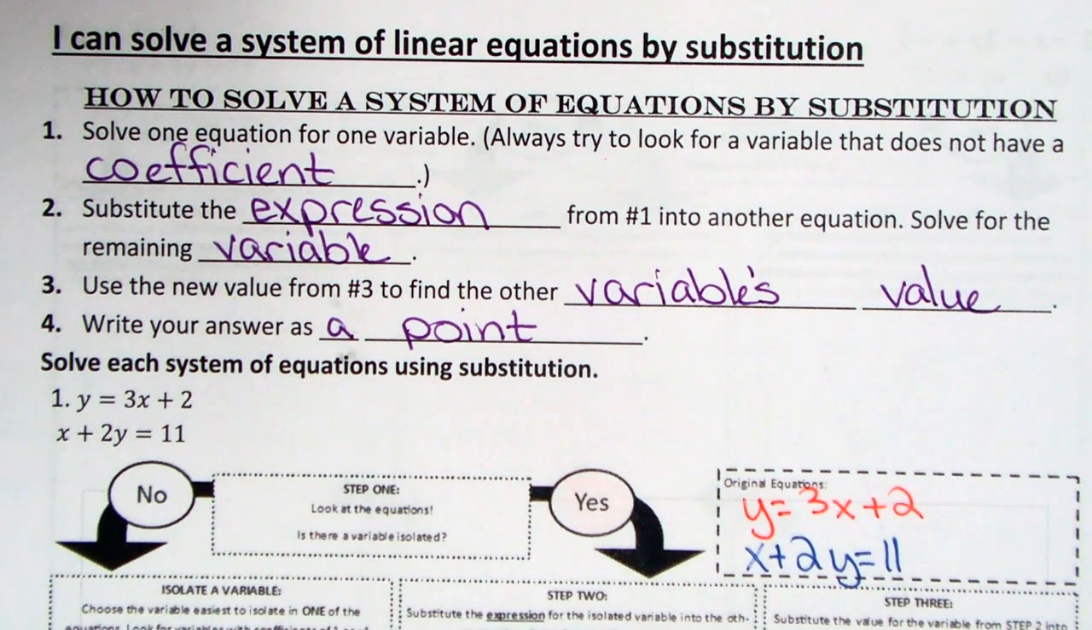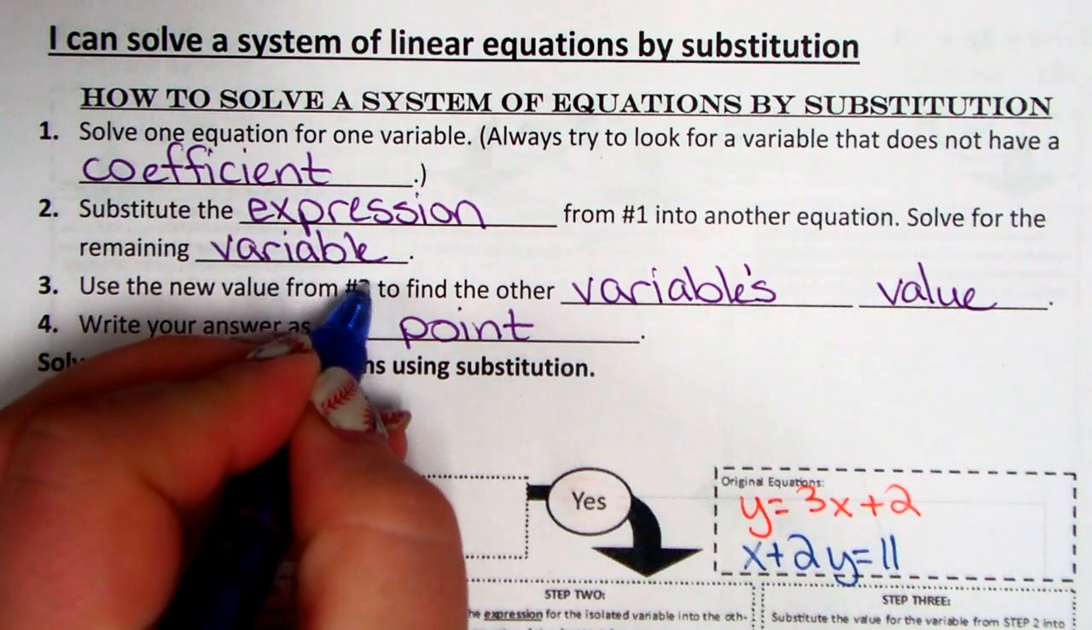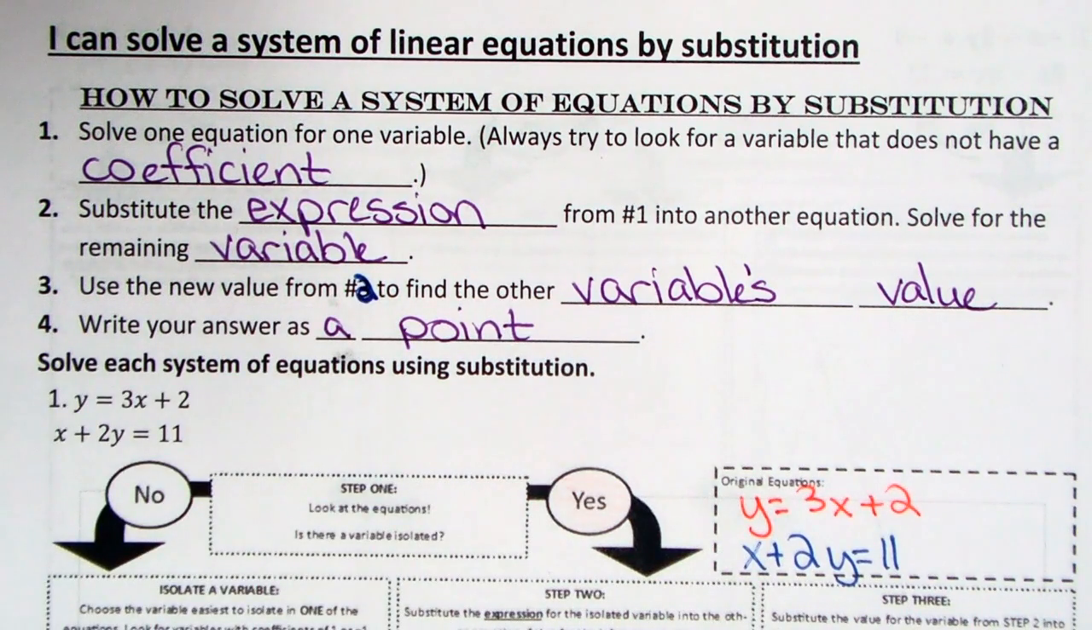Once you have that, you'll substitute the expression into the other equation for that variable and then solve for the remaining variable. Finally, we'll use that number that we got from step 2 and plug it into the other variable's value. And of course, we need to write our answer as a point. There's one little tiny error on your notes. That should be from number 2, not number 3.